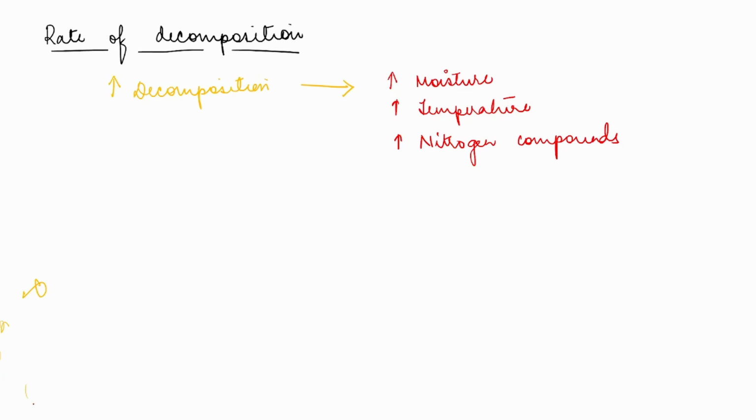Right? And there are also certain factors where there is a decrease in decomposition. How does the decrease in decomposition take place? The rate of decomposition decreases when there is high chitin and high lignin present. This is what the rate of decomposition is dependent on. Clear? So with this, we are done with decomposition. Next, we will see energy flow.